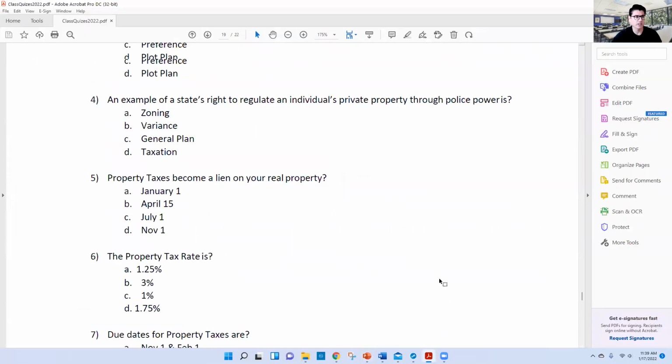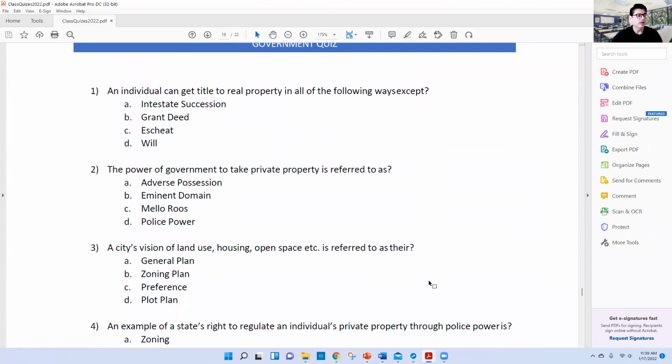Okay, let's look at a few questions. Number 1, an individual can get title to real property in all the following ways. Now, we didn't really cover this in our little segment, but let's talk about these because these are kind of important. Intestate succession. Well, that's when you die without a will, not without heirs. You just didn't tell anybody where you want your stuff to go. So your stuff will go to your closest heirs. The process of it going to your closest heirs is succession. Intestate is you died without a will.